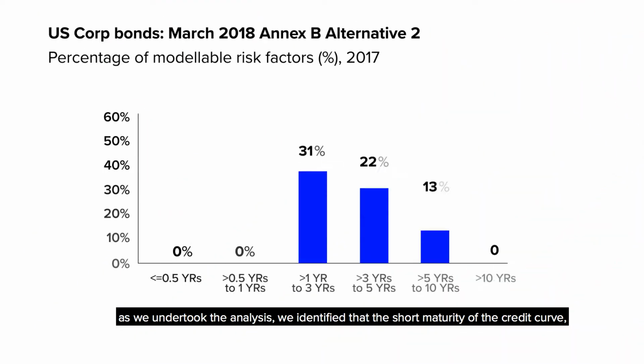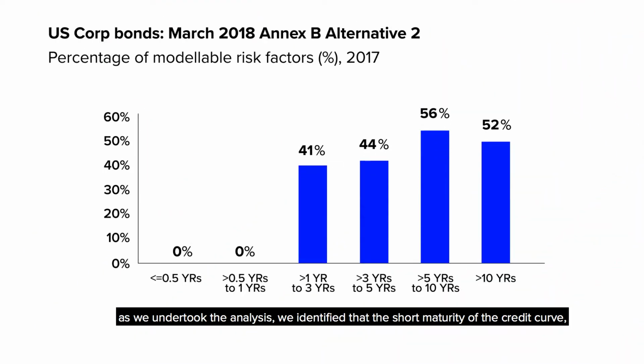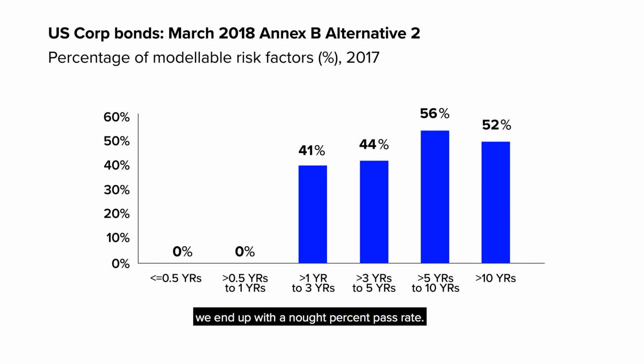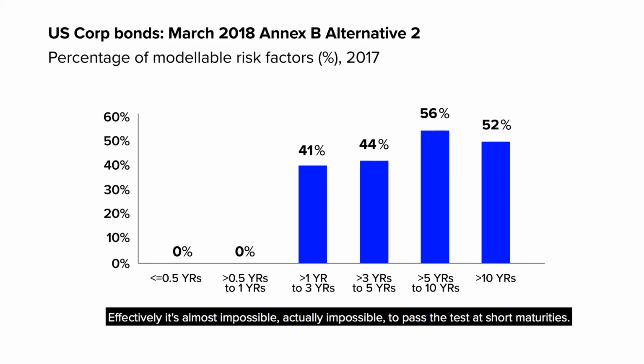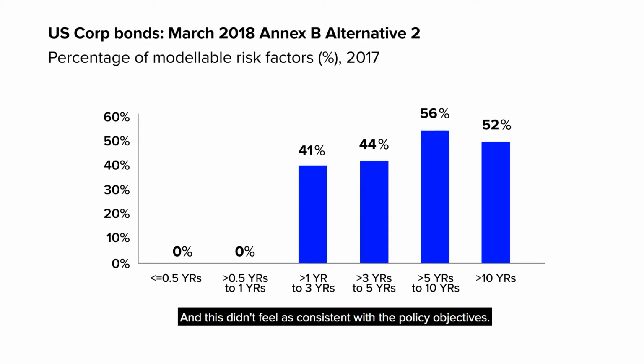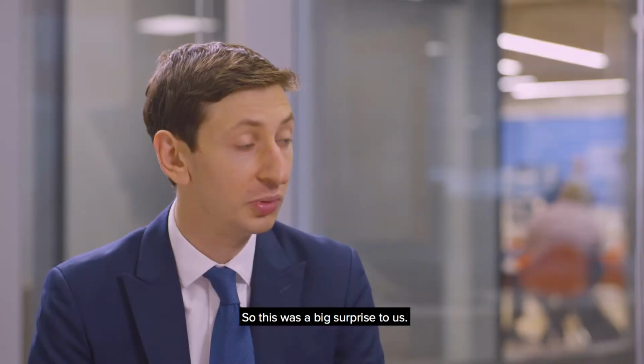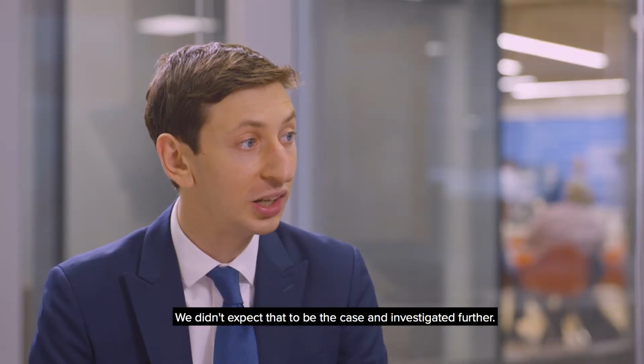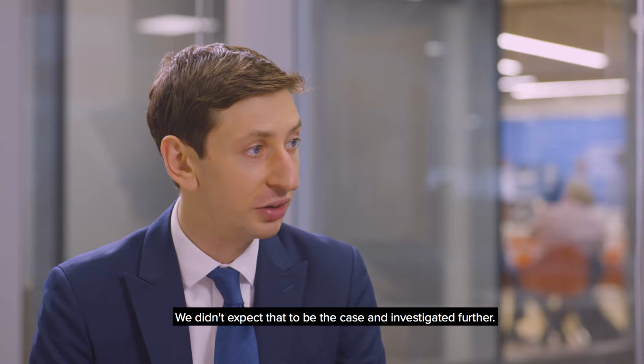As we undertook the analysis, we identified that at the short maturity of the credit curve, we ended up with a very low pass rate. In fact, for 0 to 6 months and 6 to 12 months, we end up with a 0% pass rate. So effectively, it's almost impossible, or actually impossible, to pass the test at short maturities. And this didn't feel consistent with the policy objectives. So this was a big surprise to us. We didn't expect that to be the case and investigated further.